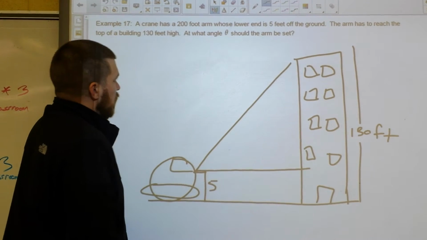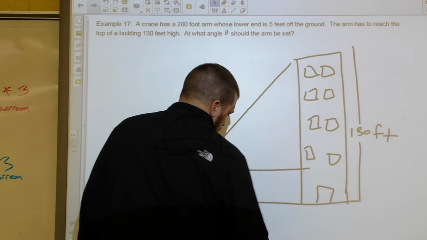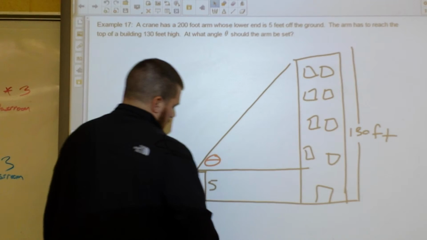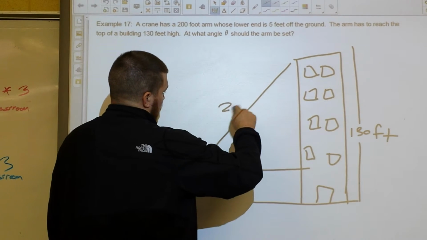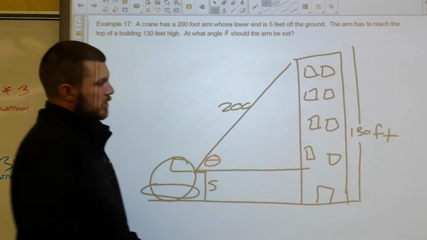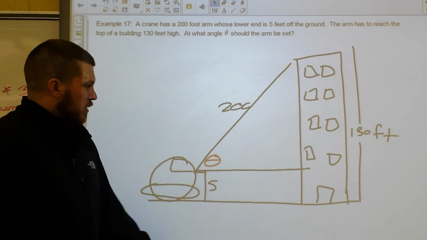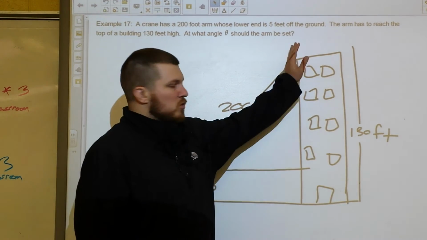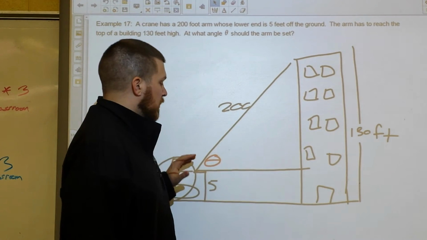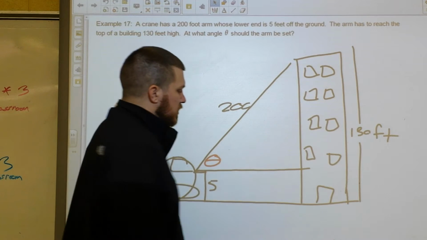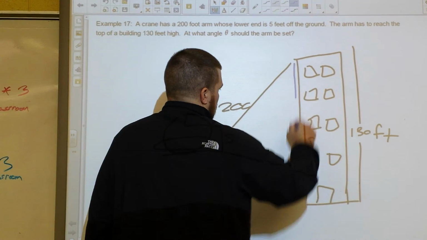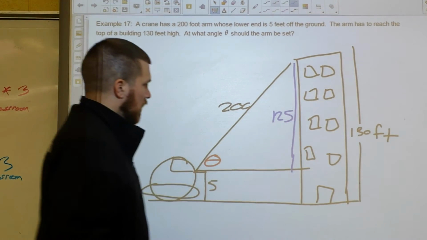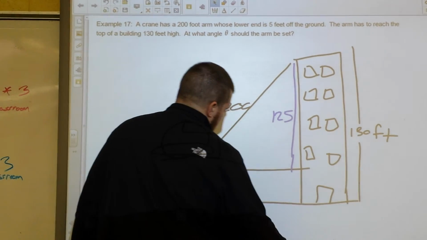All right, well, we want to know what's the angle that the crane arm should be set at. And again, don't forget that the crane arm itself is actually 200 feet long. Okay, so what we need to do is first use the information that we have. If the building itself is 130 feet tall and the crane arm is set 5 feet above the ground, then this distance right here is only 125. Okay. Now what we've made is a right triangle.